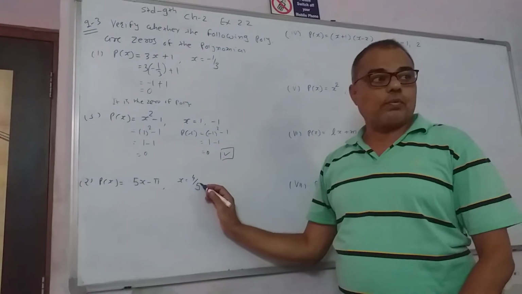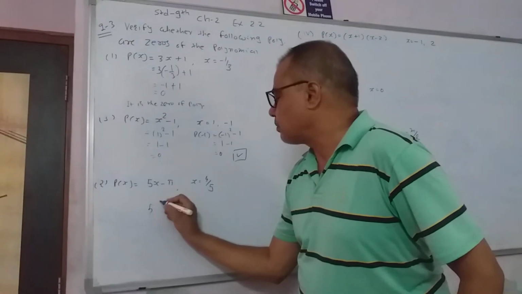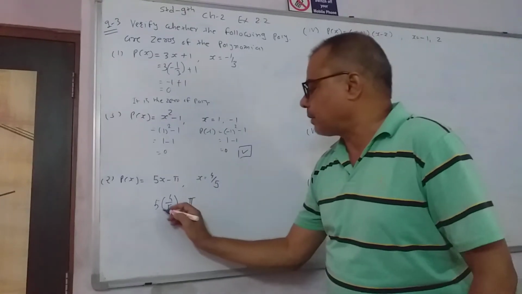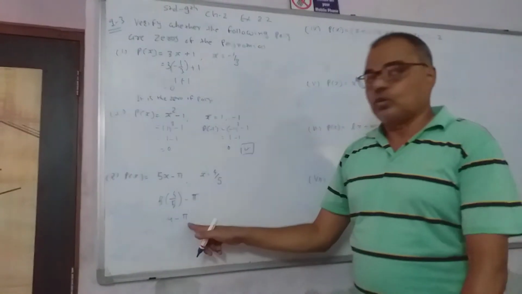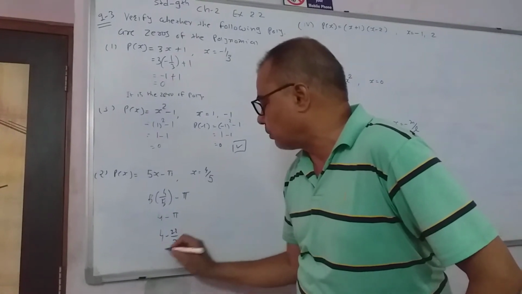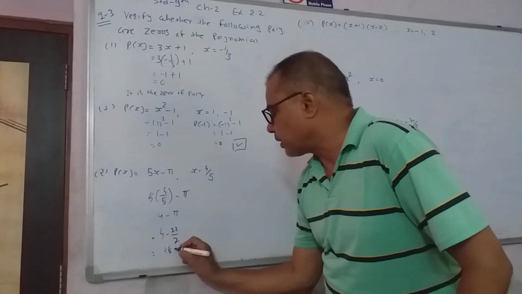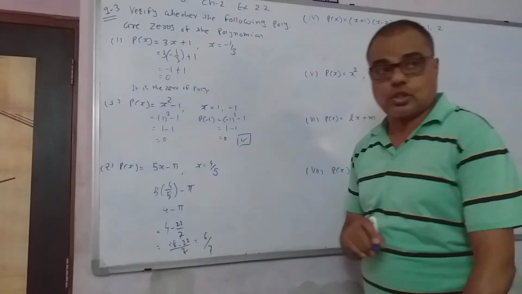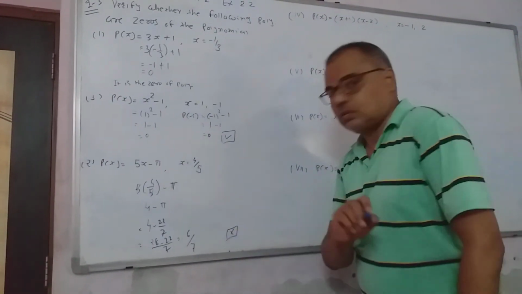Next, x is equal to 4 upon 5. You have to put it instead of x. Here is the x. So 5 bracket 4 upon 5 minus pi. So 5 will be cancelled. So what is the answer? 4 minus pi. So you know what is the value of pi? 22 by 7. So 4 minus 22 by 7. So it will be not 0. Right? So 7 4s are 28 minus 22 upon 7. So 6 upon 7. It is not 0. So it is not the zero of the polynomial. So here you will write it is not the zero of the polynomial.